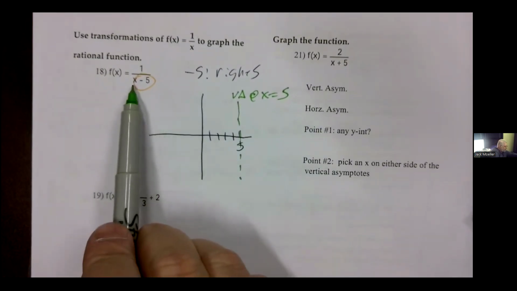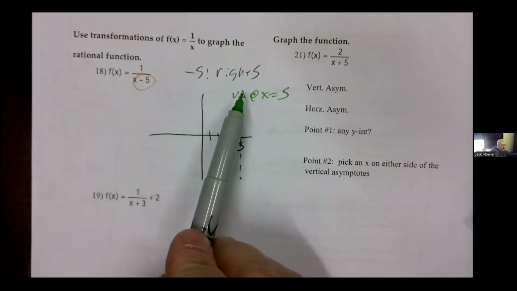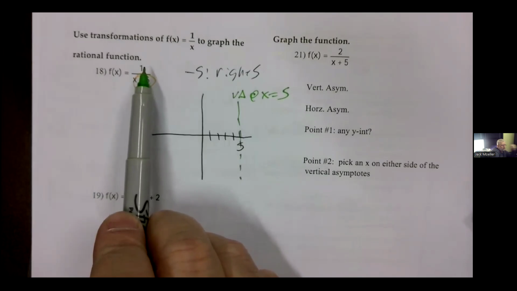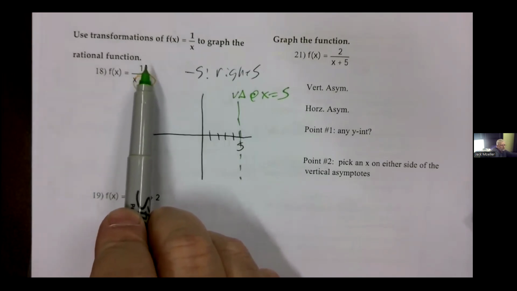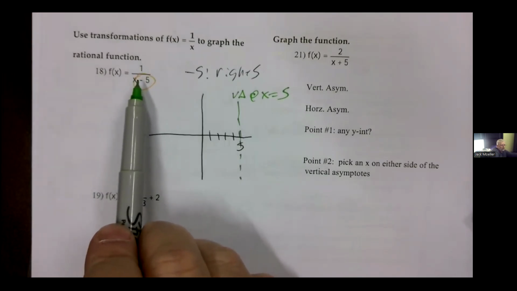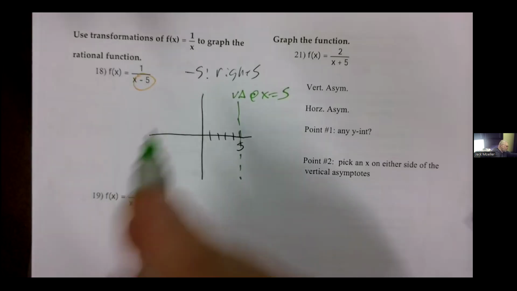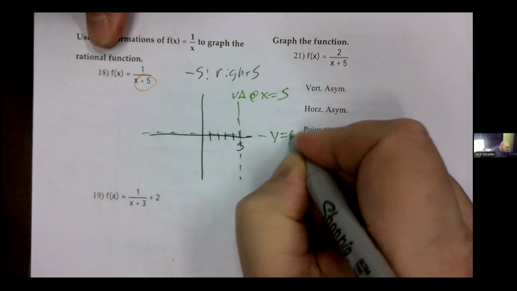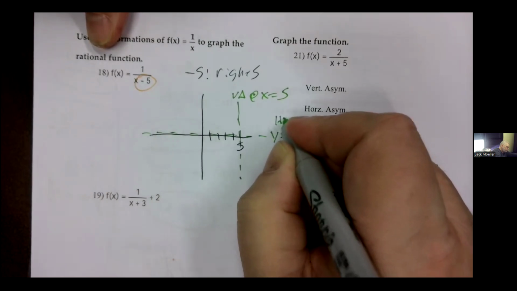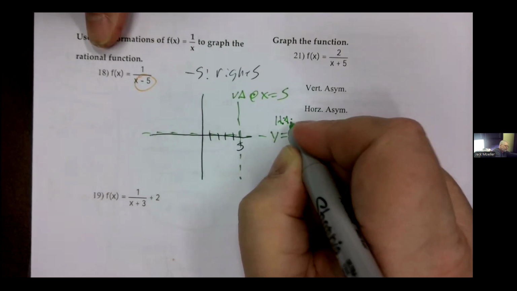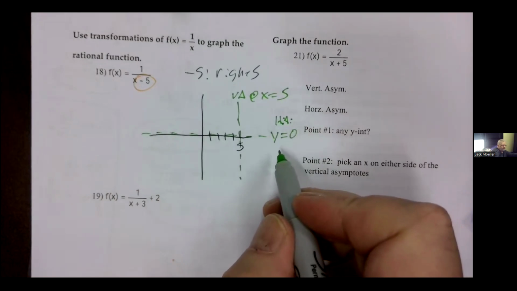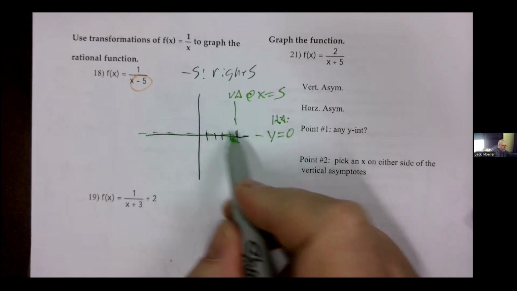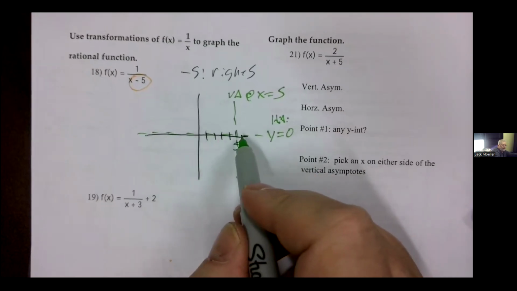Now, what else do we know about the graph? Well, that's the vertical asymptote. Where's the horizontal asymptote? What's the degree of a constant? Well, that's 0. So 0 over 1. So the degree of the bottom is larger, so it's at y equals 0. Moving left or right does not move your horizontal asymptote. You have to move up or down to move your horizontal. Sorry, your horizontal. So now you know this is sort of like the center of the graph.